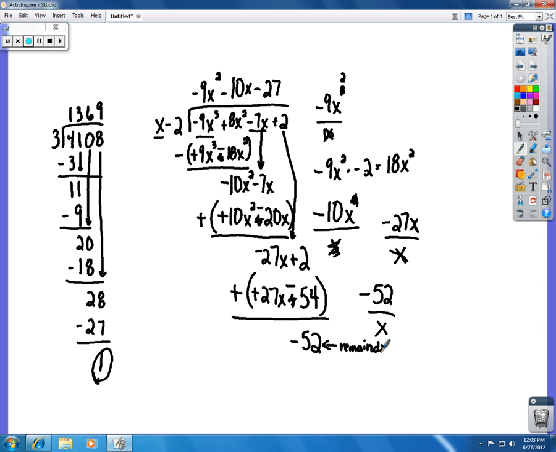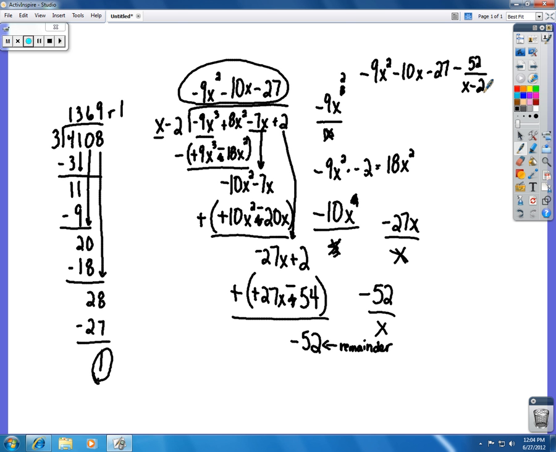But with division of polynomials, that actually means something a little different. Like normally we would have written this as 1369 with a remainder of 1, right? Well, this problem works a little differently. So our answer is actually going to be this polynomial up here. So our answer will be negative 9x squared minus 10x minus 27. But this remainder just goes over what we were originally dividing by. So x minus 2. So that is the correct way and complete way to write the answer to this problem.